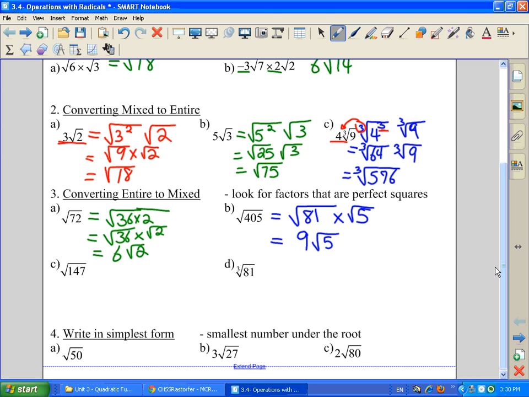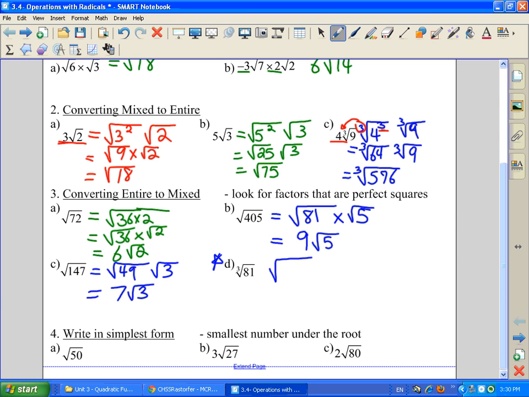Okay, so for C, ladies and gentlemen, looking at that, use some time to say what are your perfect squares that go in there. So root 49 and root 3 both go in there. Square root of 49 is 7, and you have root 3 left over. This one is tricky because it's the third root. In this case, you're not just looking at that diagonal, you're looking at cubic roots.